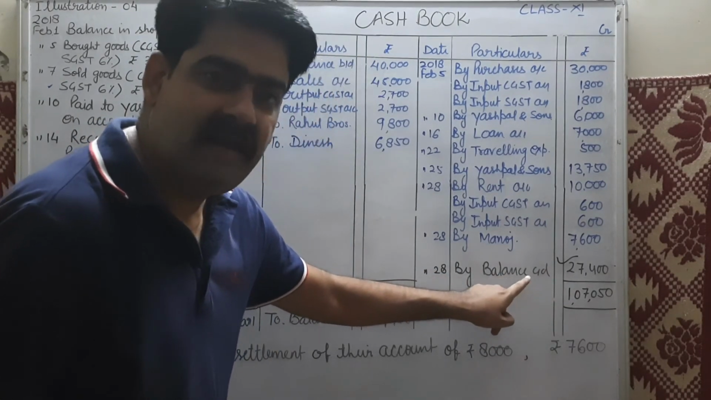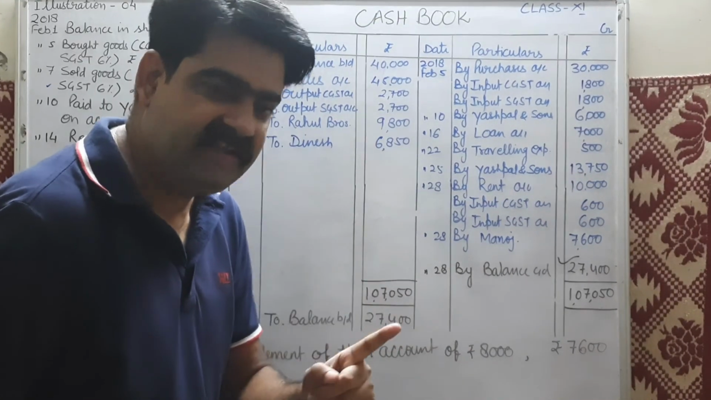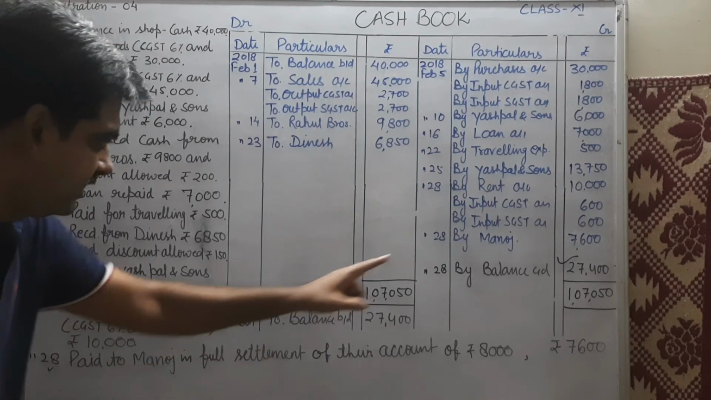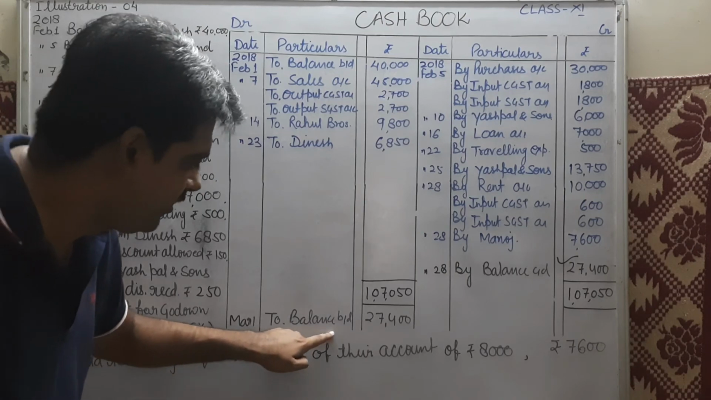And this closing balance of cash will be treated as opening balance of next month. So next month will be March. On March 1, this closing balance will be treated as opening balance, and we will write to balance brought down rupees 27,400.